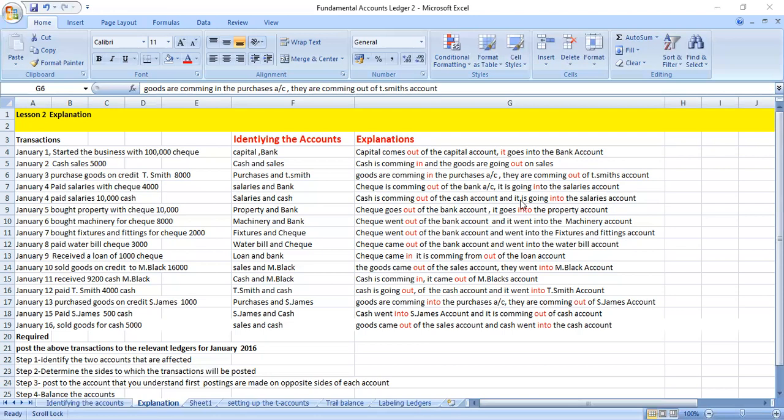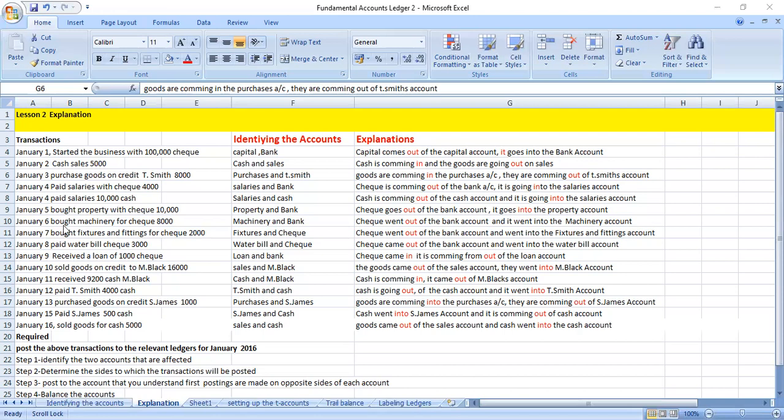The next one says January 5th, bought property with check $10,000. The two accounts that are affected are property and bank, because remember, check represents bank. So it's property and bank. The check comes out of the bank account, and the money goes into the property account. It is coming out of one account and it is going into another one.